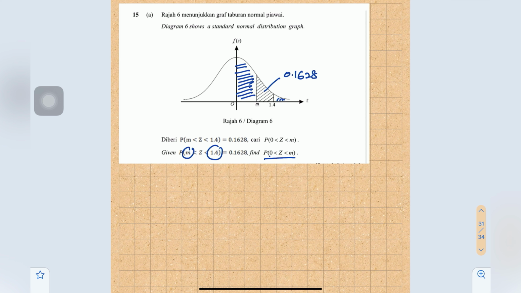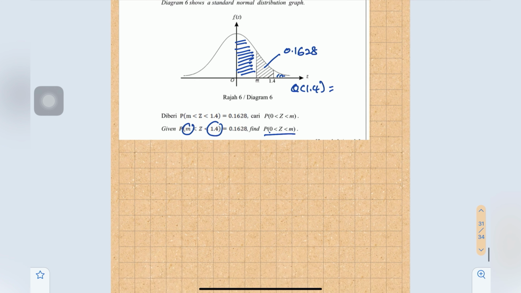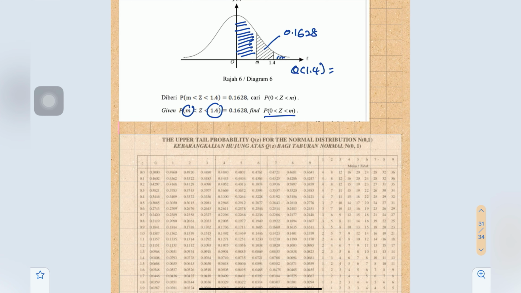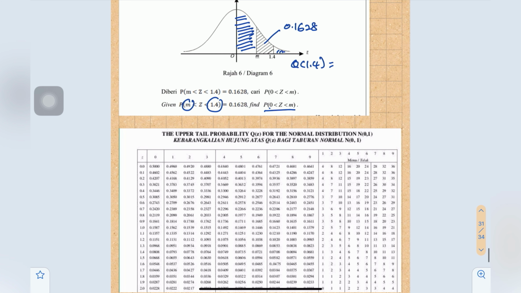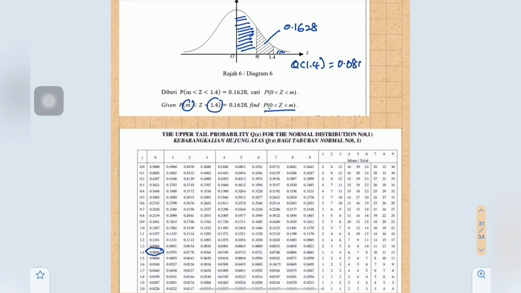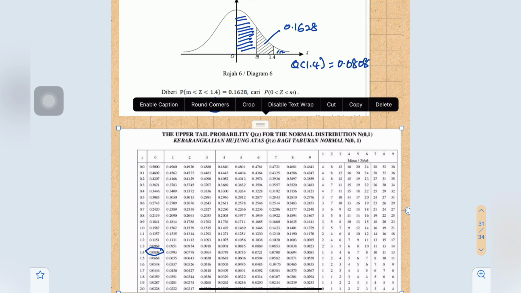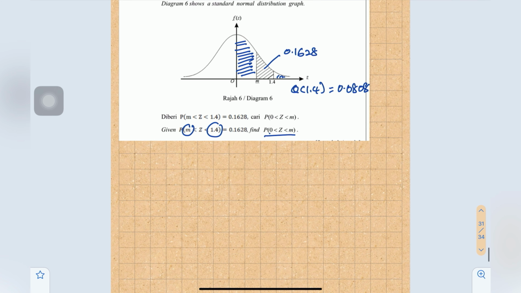So if we want to find the shaded blue region, we have to find this first. From the table or calculator we can get it directly. Say I want to use the table, I look for 1.4. Okay, 0.0808. So then we find the probability for Z more than 0 but less than M equals half, so 0.5 minus 0.1628 minus again 0.0808.